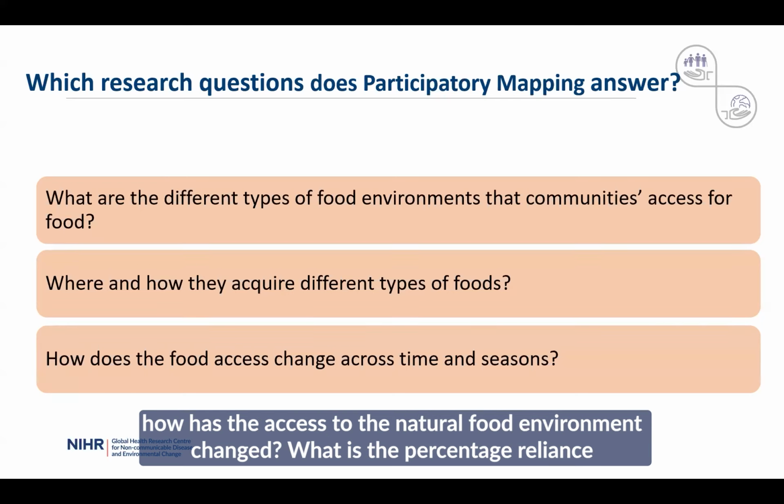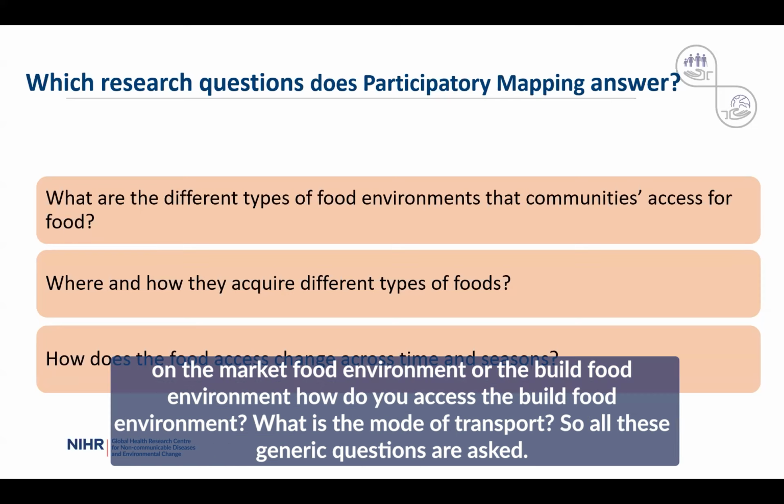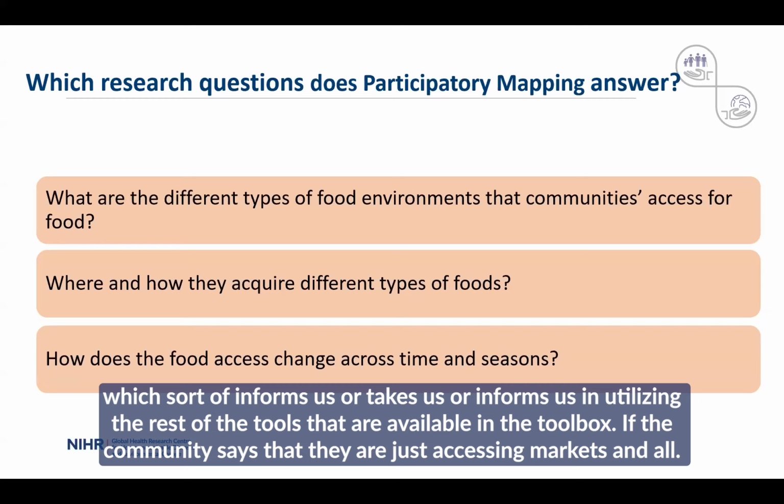environment changed? What is the percentage reliance on the market food environment or the built food environment? How do you access the built food environment? What is the mode of transport? So all these generic questions are asked, which informs us in utilizing the rest of the tools that are available in the toolbox.